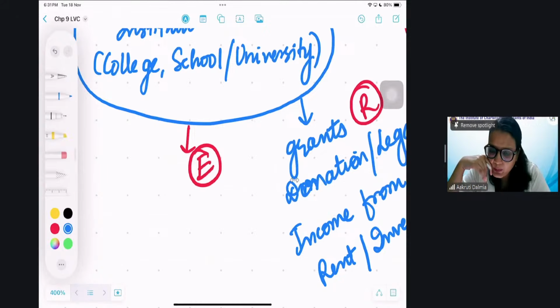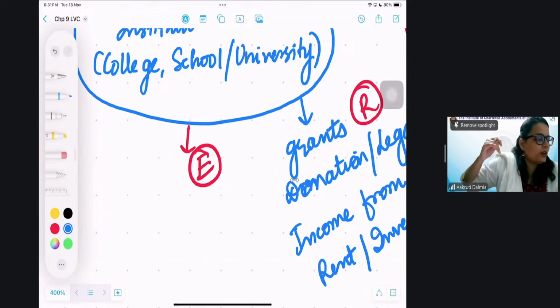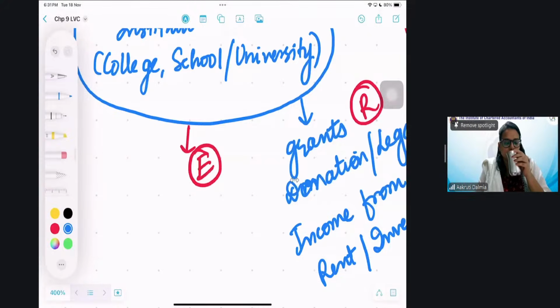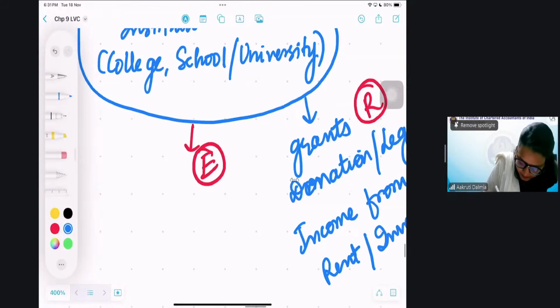Have you studied the chapter before? Then how are you able to give answers? How are you able to give answer if you have not studied? Hmm? Because by now we should understand the logic of audit. Okay.